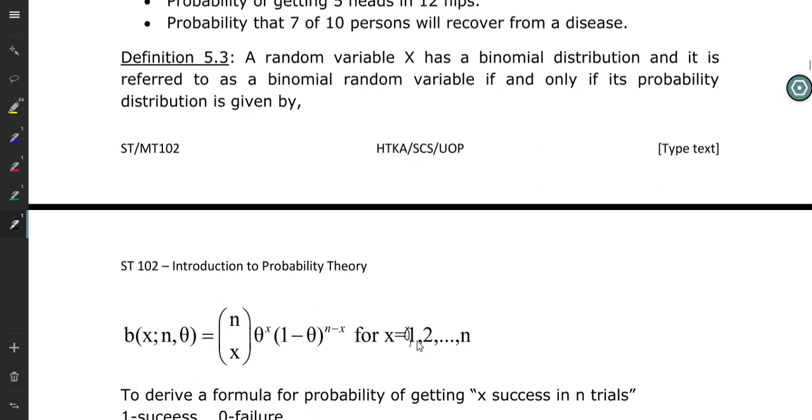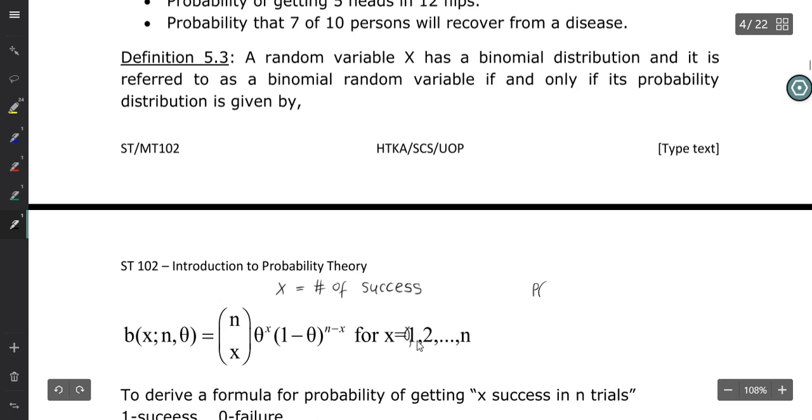Since we have n number of trials, our random variable x we usually define as the number of successes. So our random variable x in a binomial distribution is the number of successes. If you have n repeated trials, you may end up with no success at all, only one success, two successes, all the way up to maybe all of them are successes. So possible values of x will be from 0 up to n.